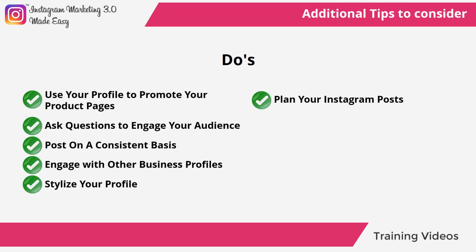Plan your Instagram posts. Plan your Instagram posts by carefully thinking of your copy, your images, and your hashtags to get the best results possible. Use industry-relevant hashtags. Make sure to use hashtags that are related to your content to match it with people looking at the keywords targeted on your hashtags.